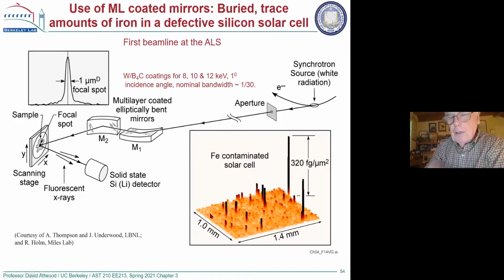And this is from a sample from a company in Ohio that was making solar cells, and all of a sudden the solar cells weren't working, and they heard about this beamline and they brought it, and they found that there were all these spikes of iron contamination, and that was spiking their solar cells.